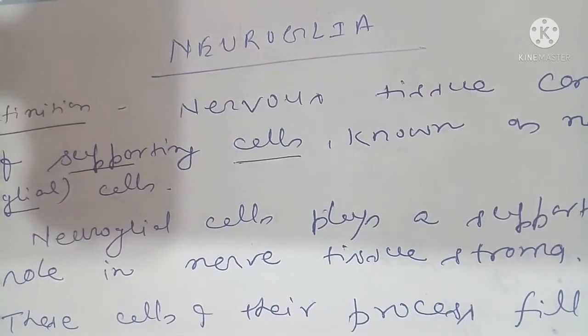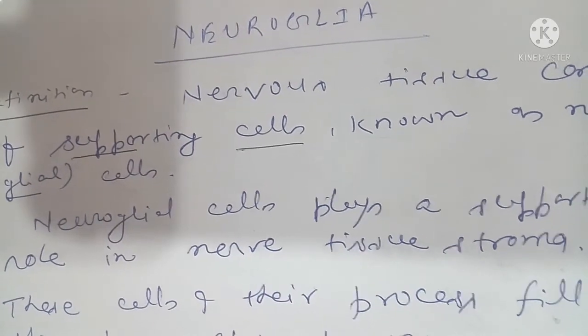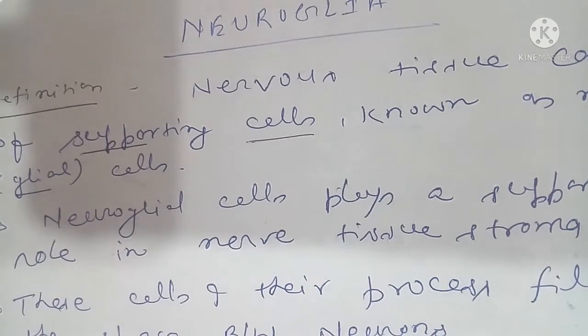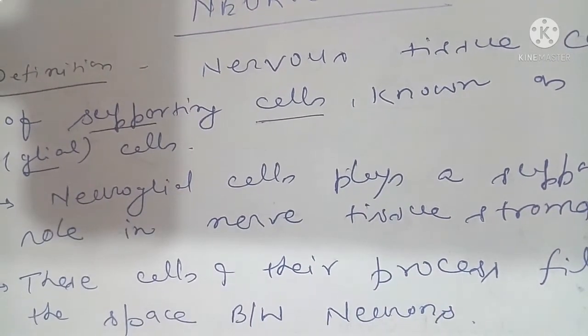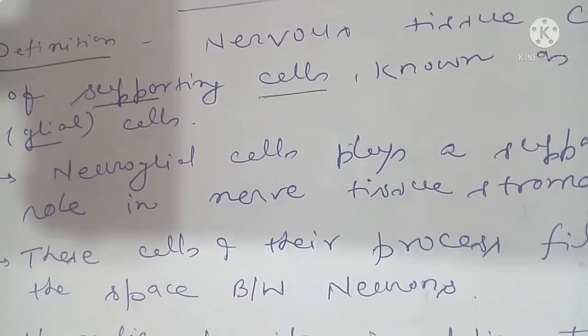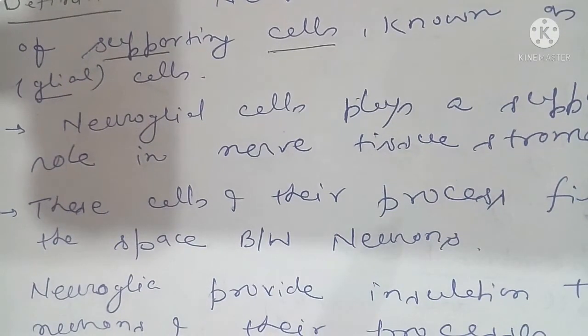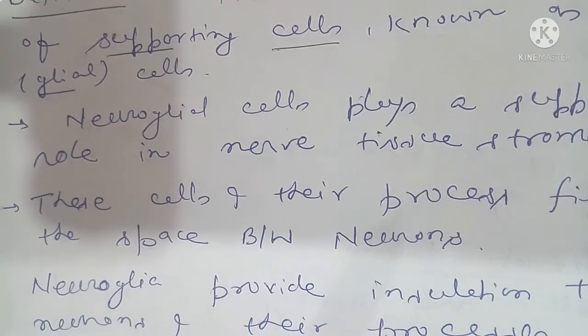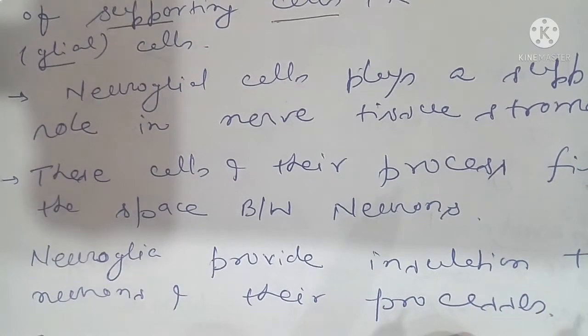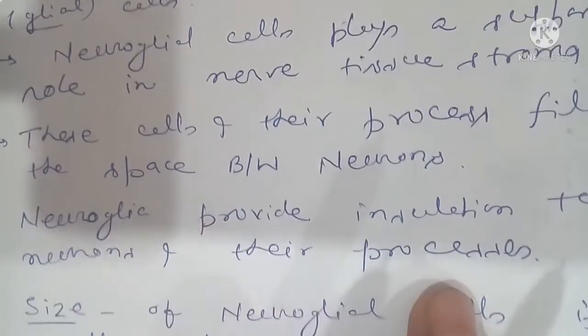Neuroglia cells play a supporting role in the nerve tissue stroma. These cells and their processes fill up the space between the neurons. The neuroglia cells provide insulation to the neurons and their processes.